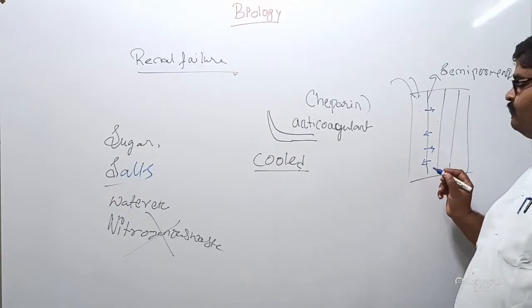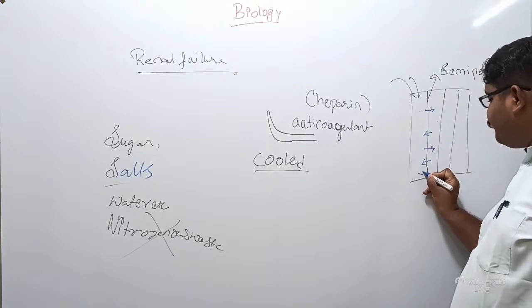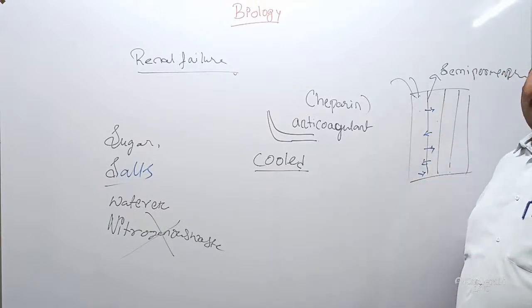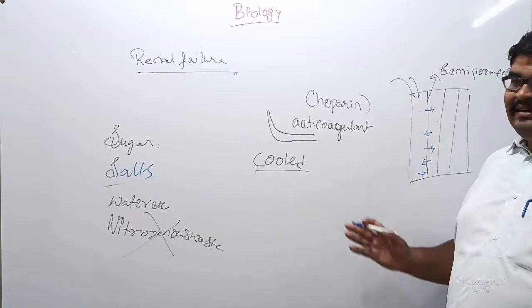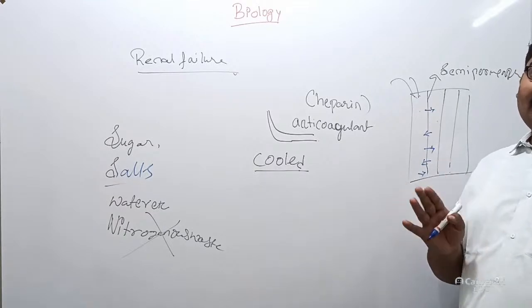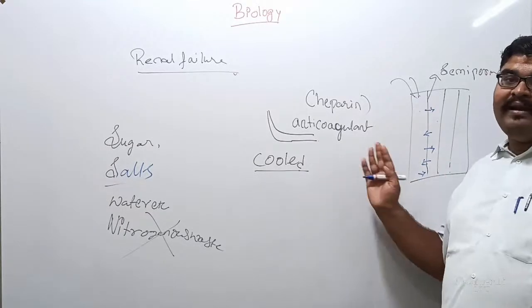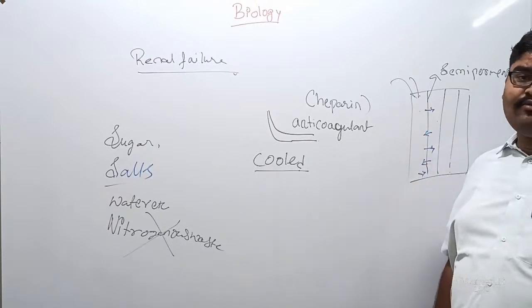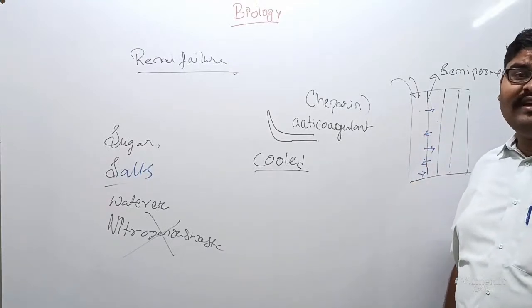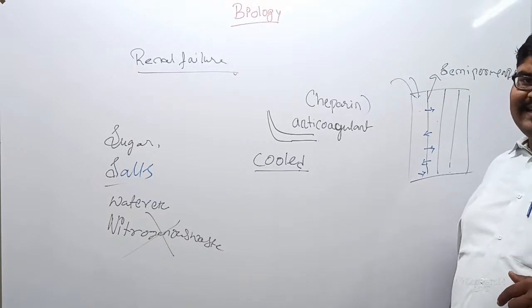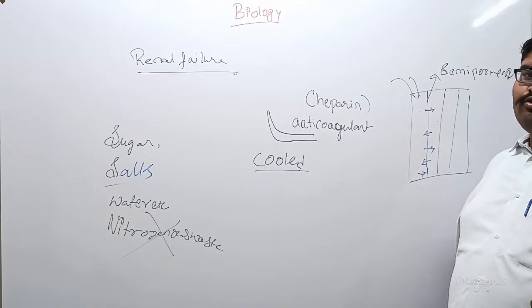So what is happening? All the nitrogenous waste from the blood will go to the second compartment, which is rich in water, salt, sugar and all those things. But none of the sugar or salt from the blood will travel, because both are of the same concentration. You know the nature of isotonic solutions: when both are of the same concentration, there is no movement of molecules at all.